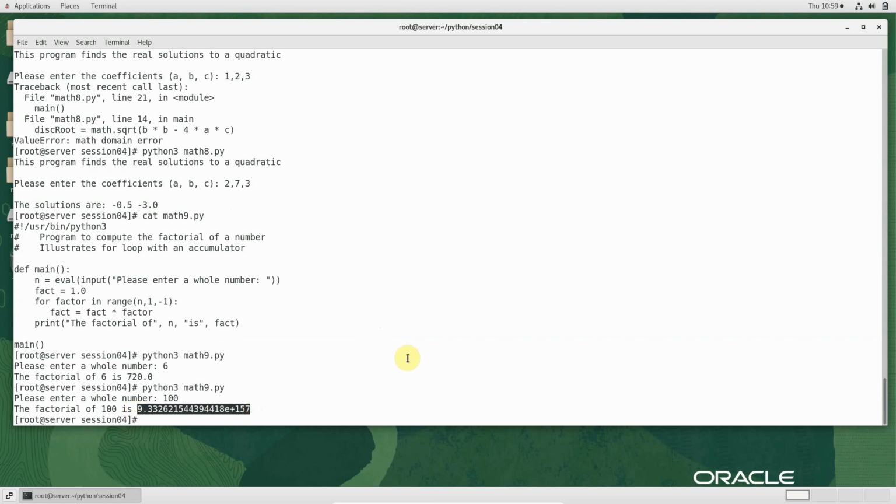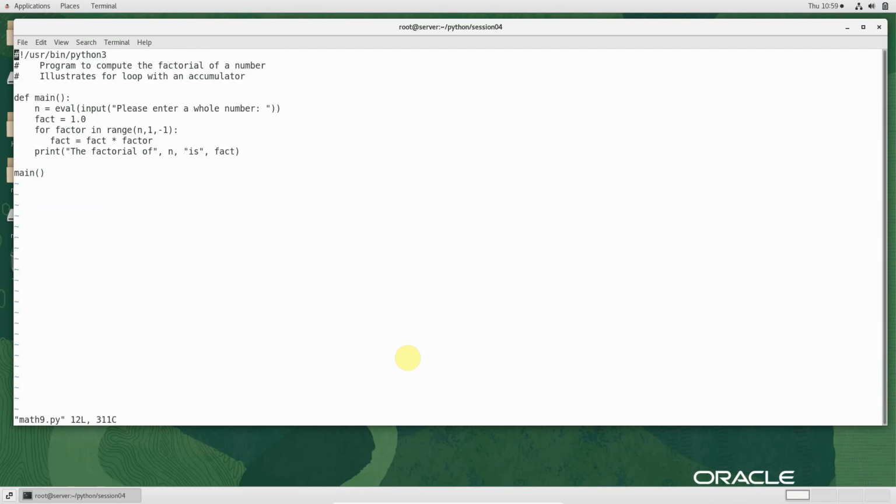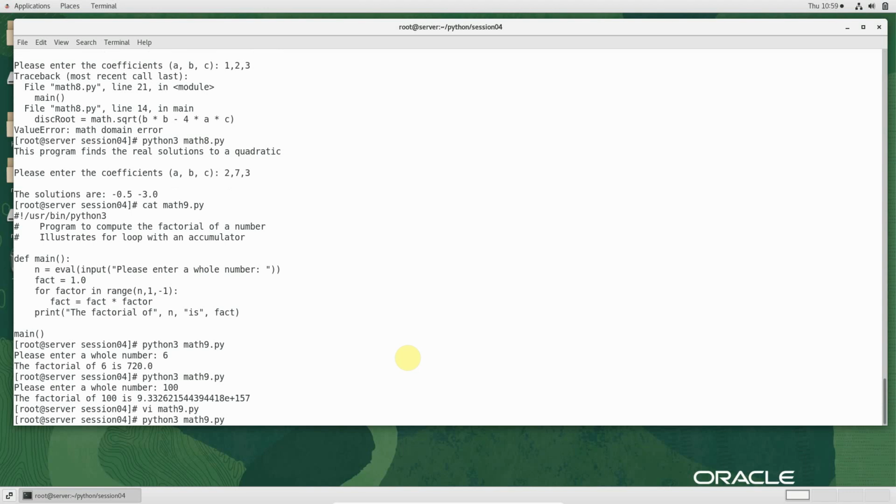Why is this giving me exponential form? Can I change it? Yes, I can change it, and it will give me the whole number. Instead of initializing it to 1.0, that is a float number, I initialize it as an integer, and you will see the magic of this integer and float. That magic will be visible here.